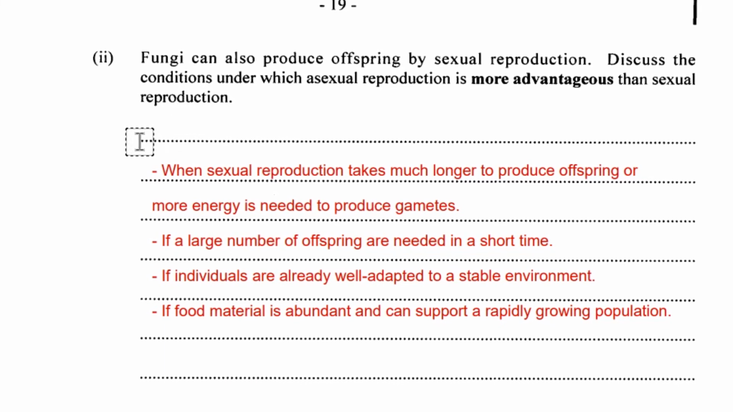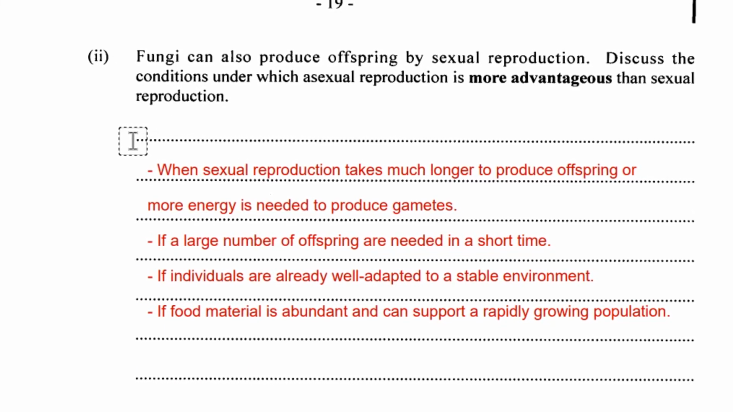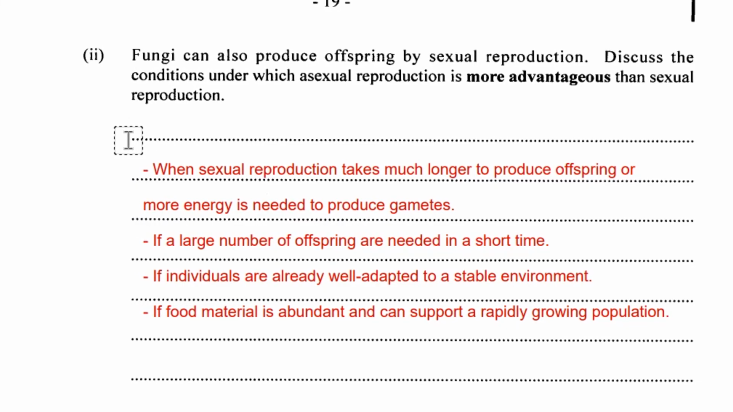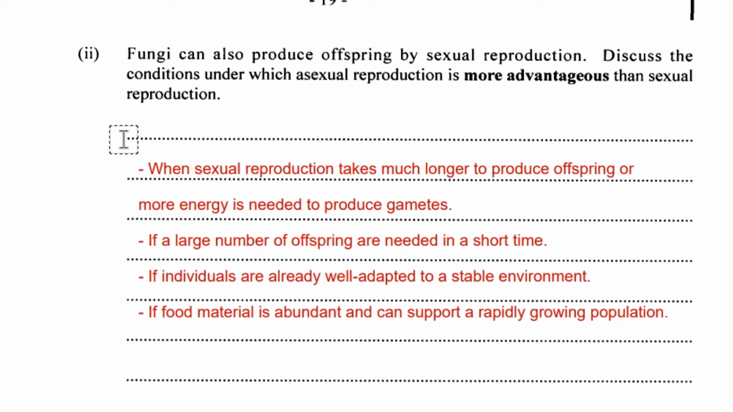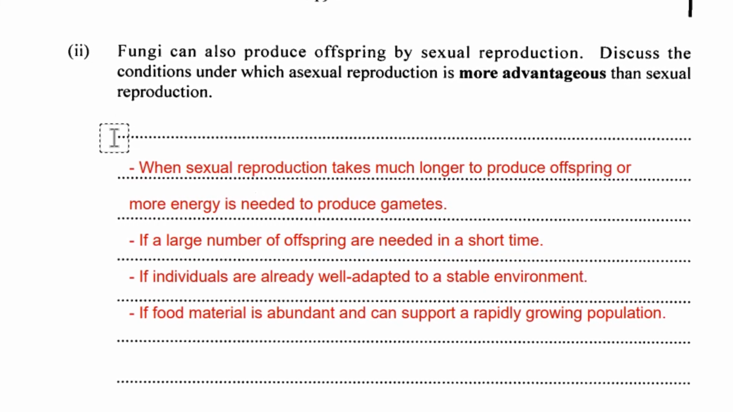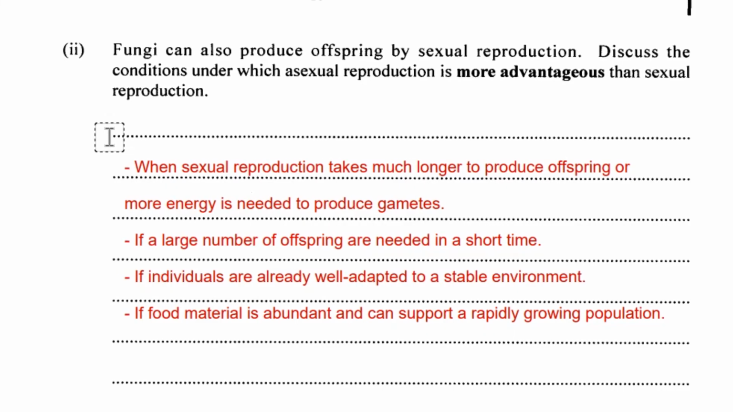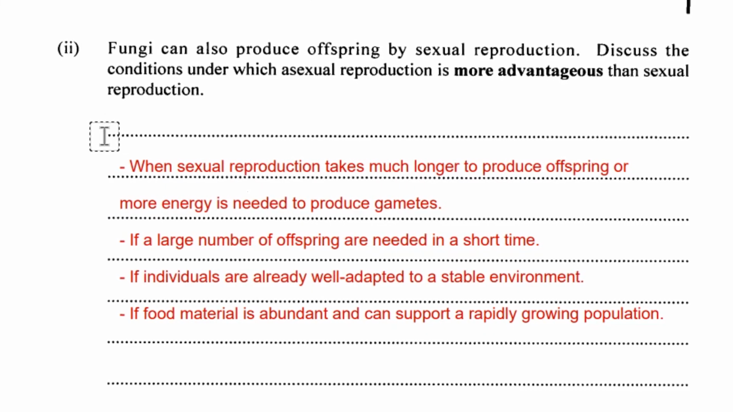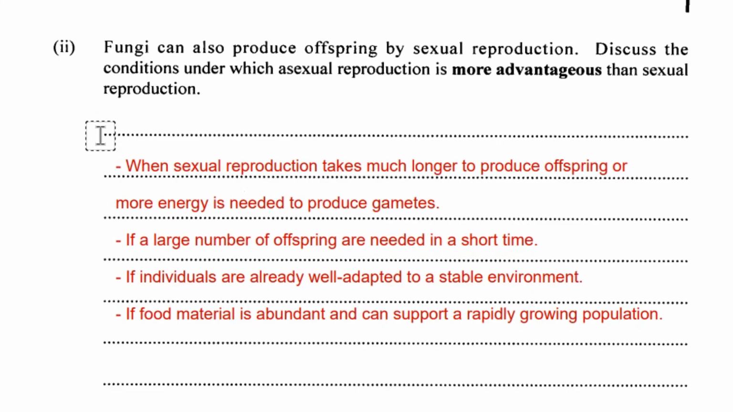So remember, the difference between asexual and sexual is that asexual requires one parent, sexual requires two. Sexual requires the production of gametes, asexual doesn't. Also, with asexual reproduction, there's only one set of DNA being passed to the offspring, so each one is a genetic clone of the others. With sexual reproduction, you would have genetic variation due to half the DNA being passed from each parent. Here we have 3 marks, so we're going to have at least 3 of these points. So 1, when sexual reproduction takes much longer to produce offspring or more energy is needed to produce gametes.